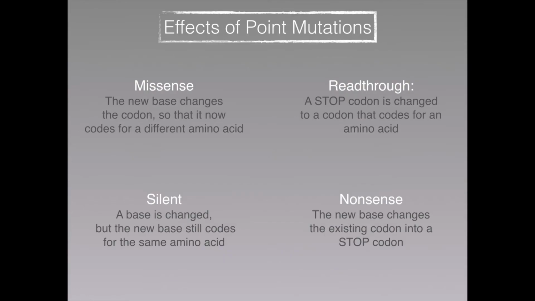Point mutations can have 4 different effects at the protein level, which are missense, read-through, silent, and nonsense. Missense mutations are mutations where the codon is changed and now codes for a different amino acid. Read-through is when a stop codon is replaced with a new codon that codes for an amino acid. Silent mutations are when a base is changed but the base still codes for the same amino acid as before. And lastly, nonsense mutations change the existing codon into a stop codon.